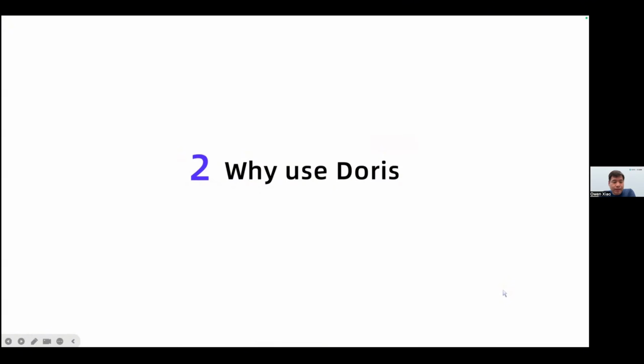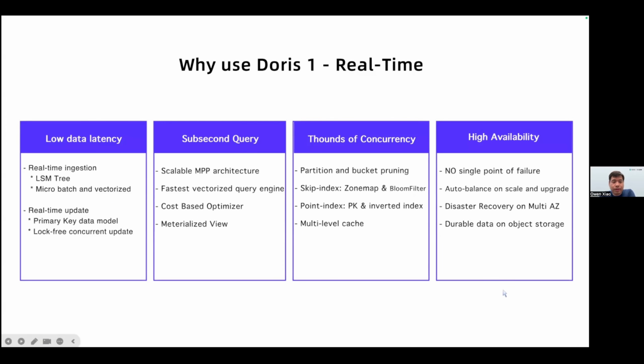Okay, with that context, let's look at why Doris became a popular choice for the agent-facing analytics. I think the first reason is real time. It's about fast, it's about low data latency, very fast query response in seconds or even sub-second, much higher concurrency, for example, thousands or even hundreds of thousands of concurrent queries, and high availability with zero downtime.